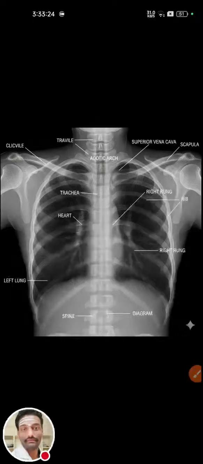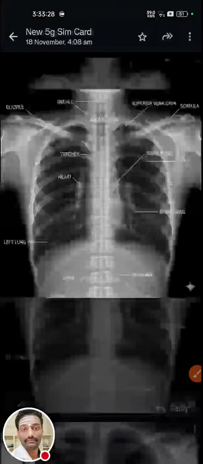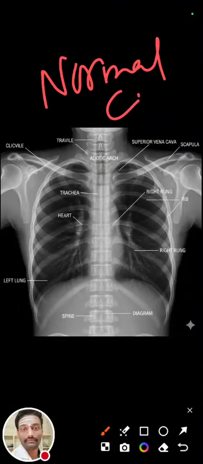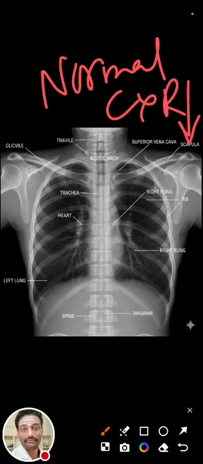If you have any doubts, ask in the comments. Yes, it is a normal chest X-ray. I think you all know. If you are having difficulty reading any chest X-ray, you can ask in the comments.